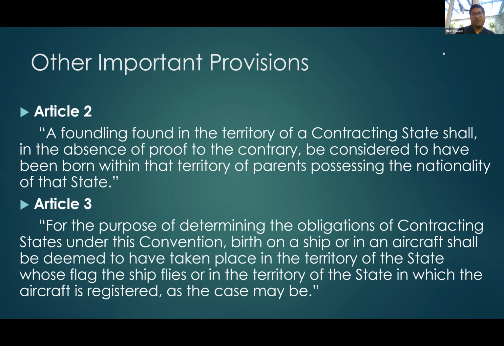Then Article 3: for the purpose of determining the obligations of contracting states under this convention, birth on a ship or in an aircraft shall be deemed to have taken place in the territory of the state whose flag the ship flies, or in the territory of the state in which the aircraft is registered, as the case may be. As you're all aware, ships and aircraft need to be registered in a particular country, and the place where they are registered is the flag that the ship or the aircraft carries.